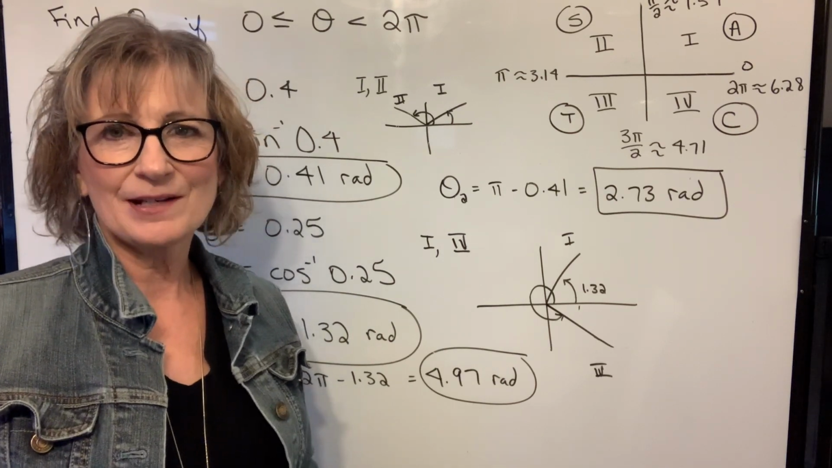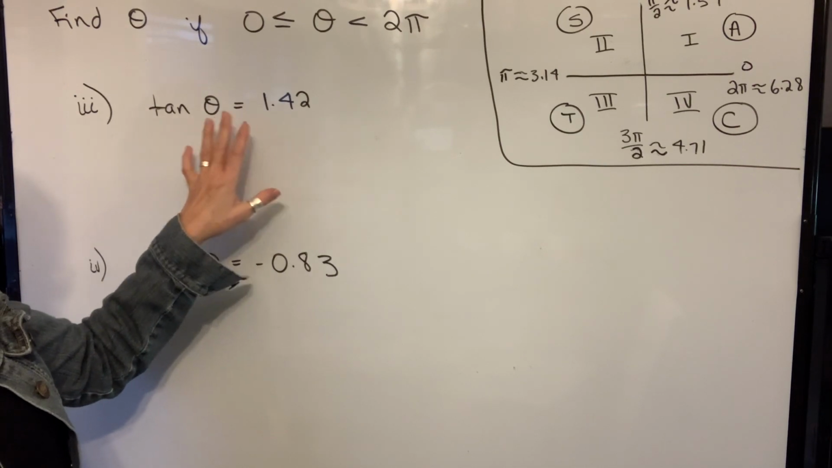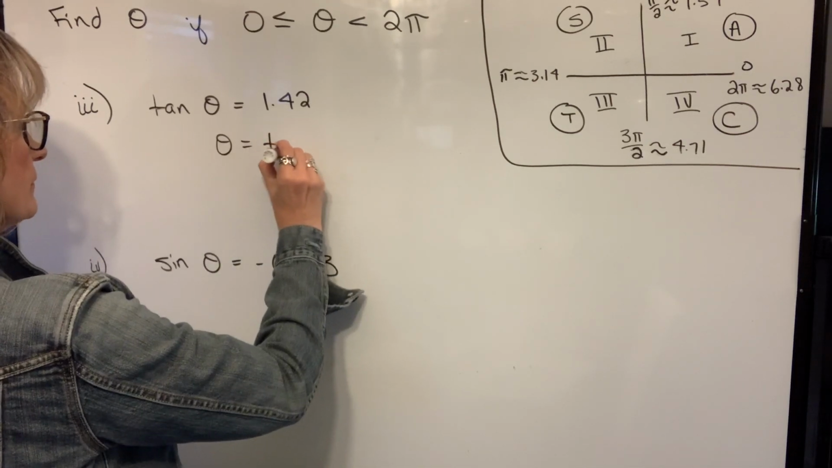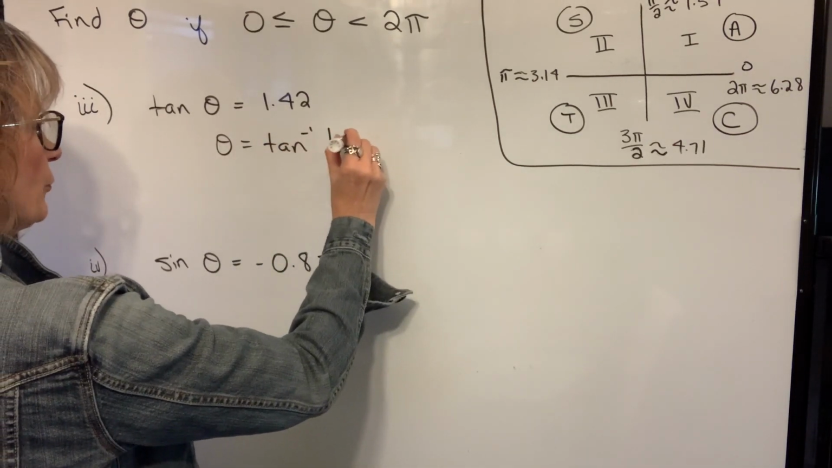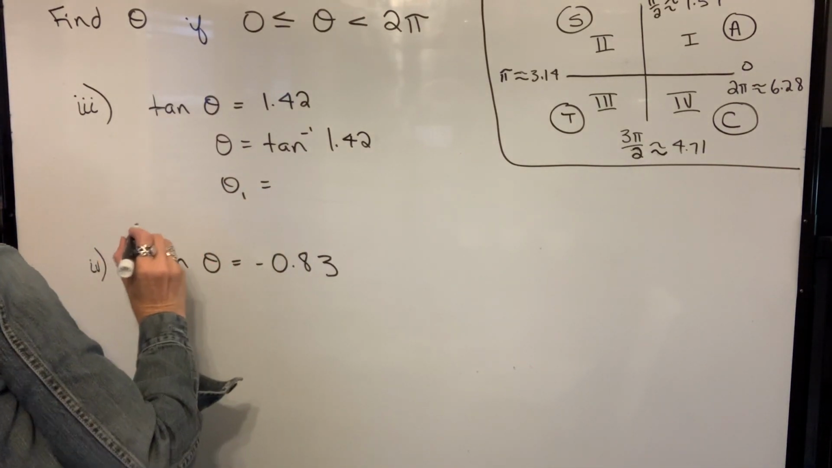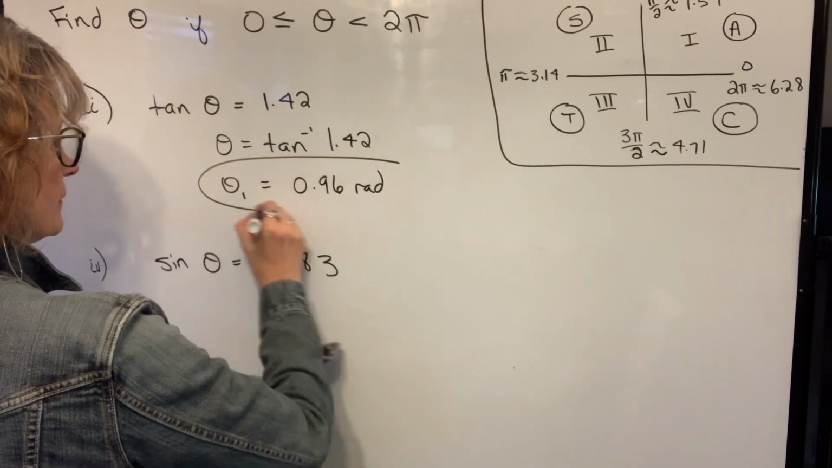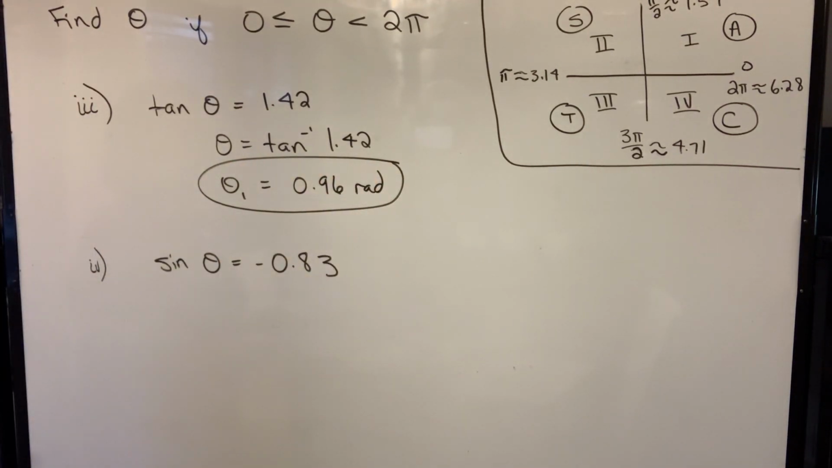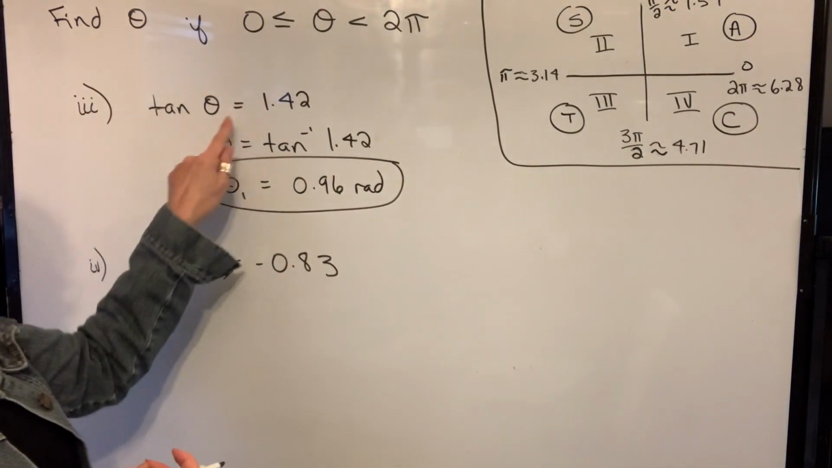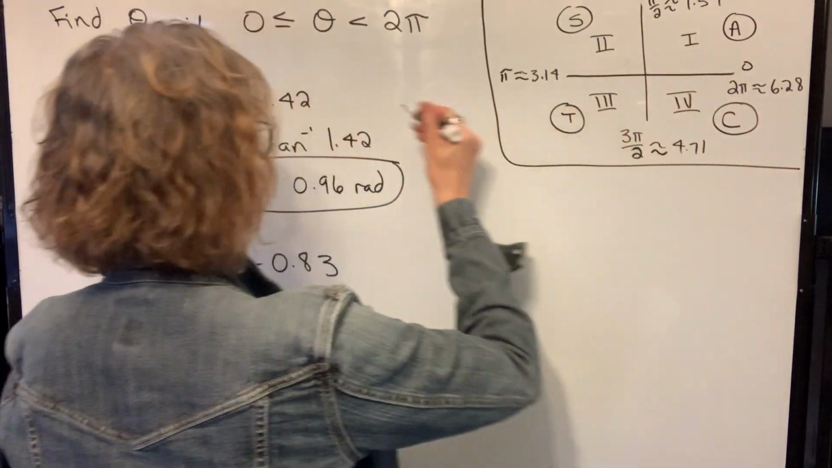Let's take a look at some more examples. Okay, my next example, I'm told tangent of some angle theta is equal to 1.42. So I find inverse tan of 1.42, and my first answer is 0.96 radians. In order to find the other angle, I need to determine where tangent is positive. I know it's positive in quadrant 1 and also quadrant 3.